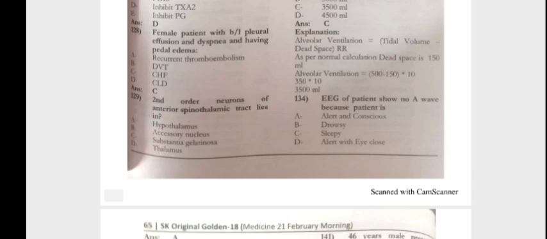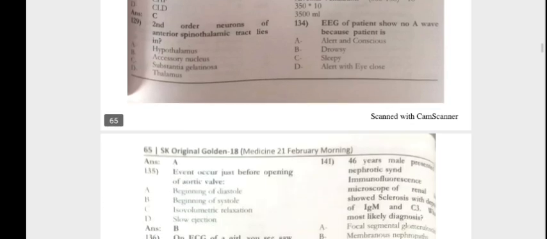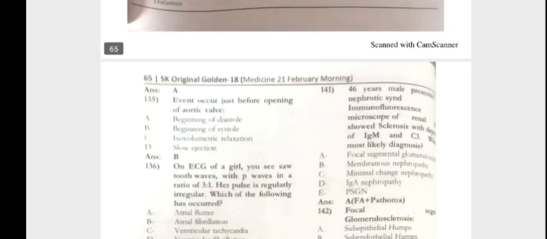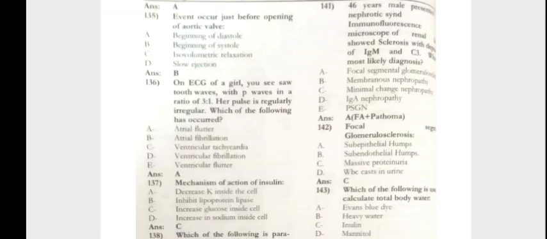Next, the EEG of the patient shows no alpha waves because the patient is alert and conscious. Event occurred just before opening of the aortic valve, the beginning of the systole. On ECG of the girl, you will see the P waves with the QRS in the ratio of 3:1.